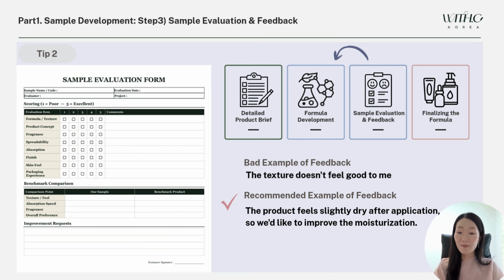Another tip is if you have a reference product or target product, you can also compare the feedback based on this. Compare the target products. I feel dryness faster than these products. A reference product often communicates your expectation more clearly than words alone. Remember, the goal isn't simply to identify what's wrong with this sample, but to evaluate whether the product is moving closer to the vision defined in your original product brief.